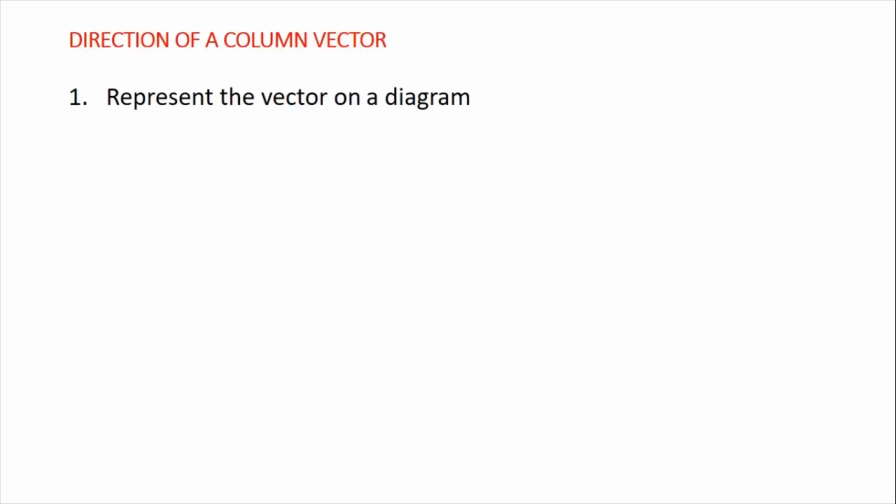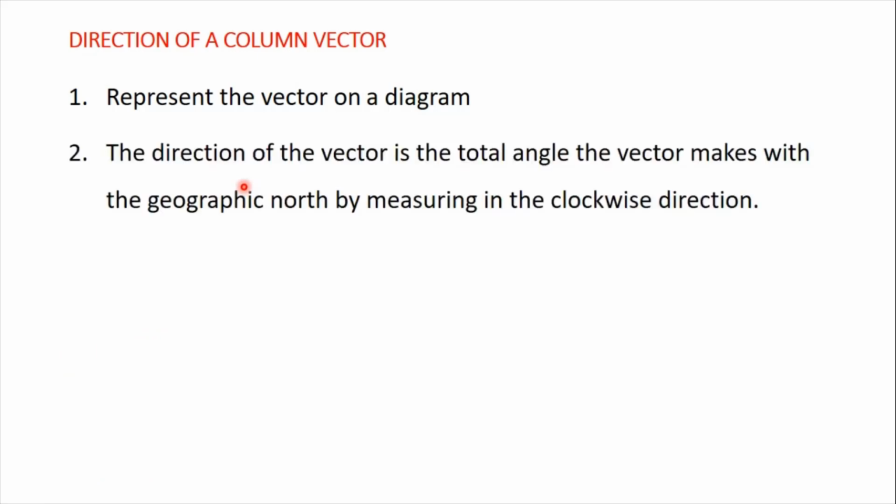So to find the direction of a column vector, the first thing you need to do is to represent the vector on a diagram. We've learned how to represent column vectors on a diagram, so we are going to apply that here. After that, the direction of the vector is the total angle the vector makes with the geographic north by measuring in the clockwise direction. We know this from our studies on bearings, that bearings are taken from the geographic north in the clockwise direction. So the direction of the vector will be the total angle the vector makes with the geographic north when you measure clockwise. We are going to find out how to do that.